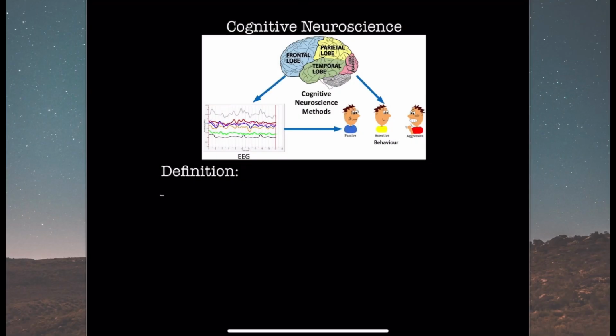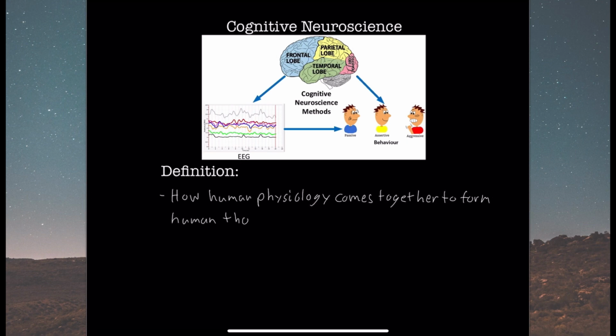Cognitive neuroscience basically is how human physiology comes together to form human thoughts. And I thought this would have been interesting to talk about as it might have given us some insight on our thought patterns.